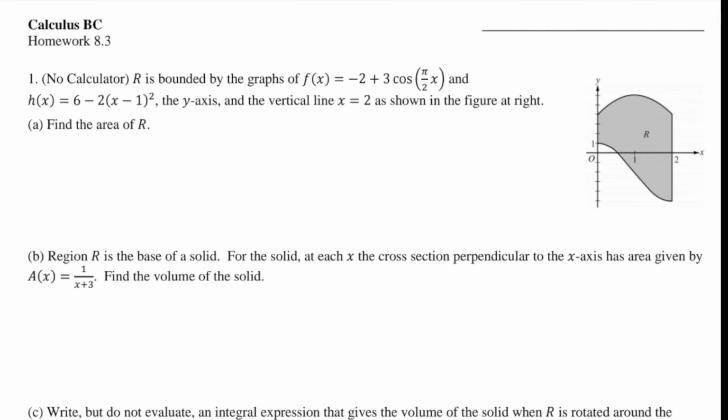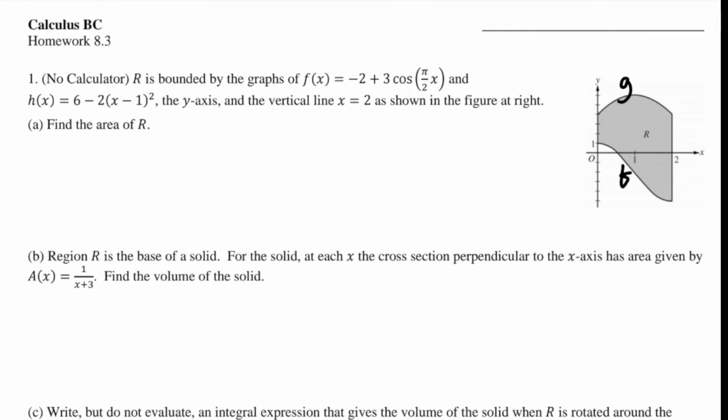I think f's going to be the one on top, that cosine, because it's going to start at 3. Or, wait, no. That's wrong, because when x is 0, it'd be negative 2 plus 3, which is positive 1. Okay, so f down here, g over there. G, when x is 0, would be 6 minus 2 is 4. Okay, that makes more sense.